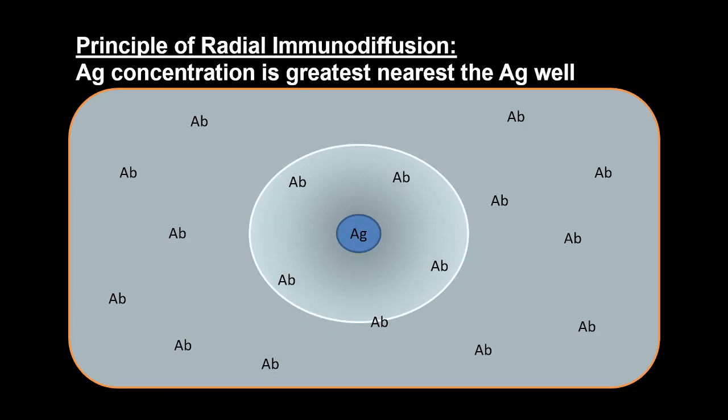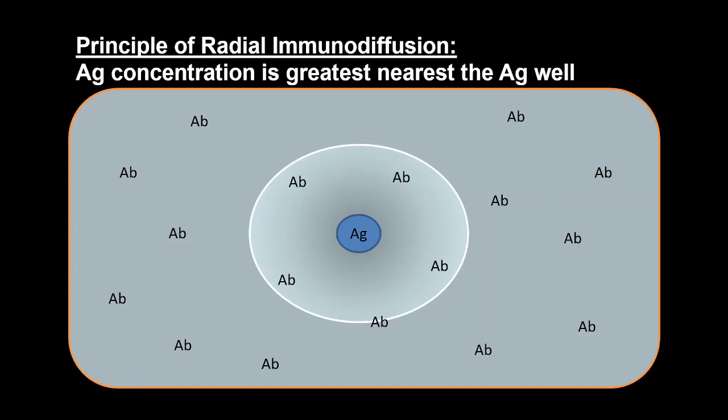Okay. So in this animation, we have here the gel, which serves as the medium. In the gel, we have fixed antibodies. And then at the center of the gel, we have the antigen well. Now, when you say well, that is just a cut or a hole in the gel. So this is where we place our patient sample.